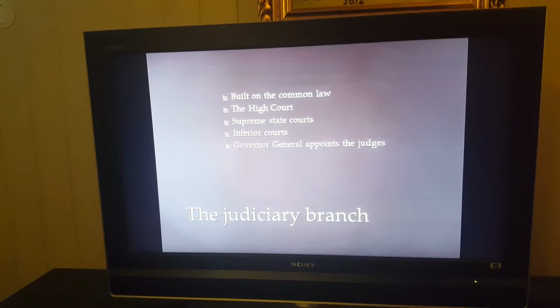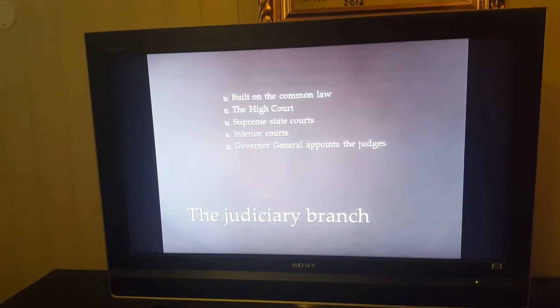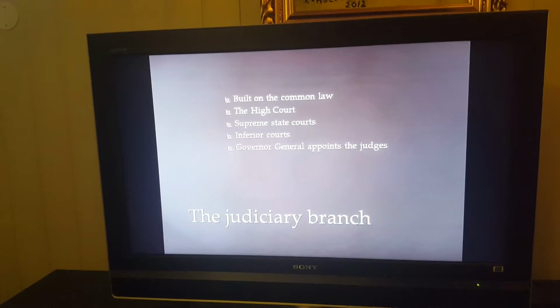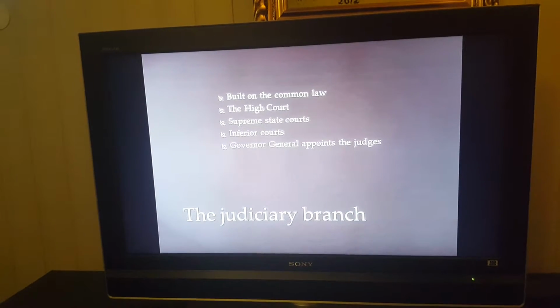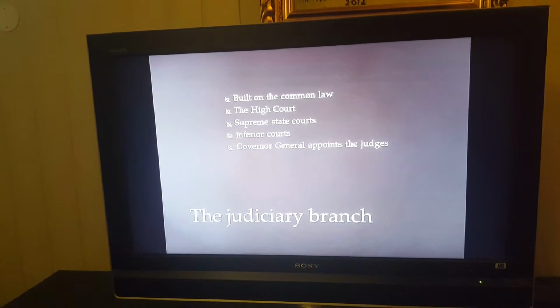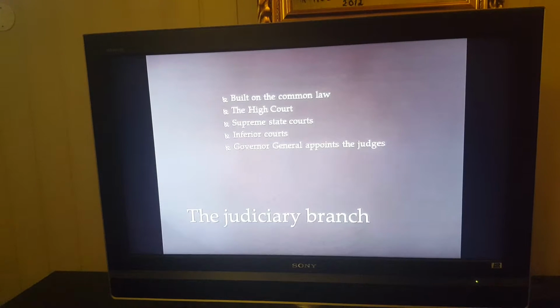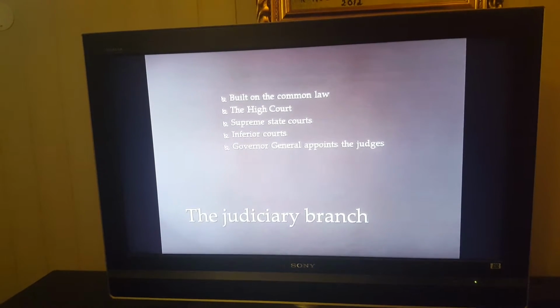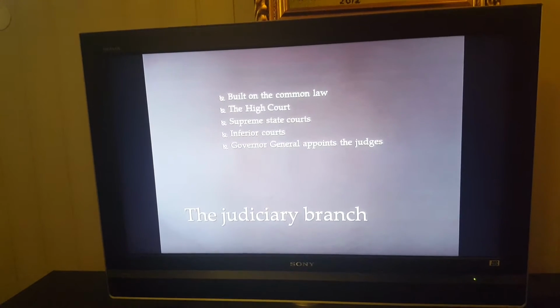Inferior courts are secondary and can be appealed to Supreme Courts and thereafter the High Court. The judges are appointed by the Governor General with advice from the Prime Minister, and they can only be removed by a request from the Governor General to both Houses of Parliament on the ground of misbehavior or incapacity.